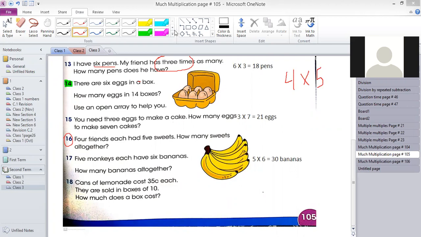I'm going to take students with me. Majid. Yes, sir. Yes, Majid. Question number 16. Four friends each had 5 sweets. How many sweets altogether? 5 by 4. 20. There are 20 sweets altogether. Okay, good. Thank you.